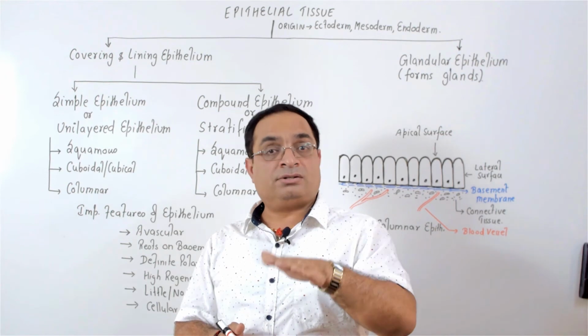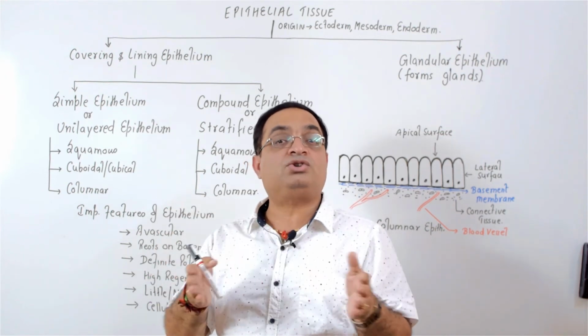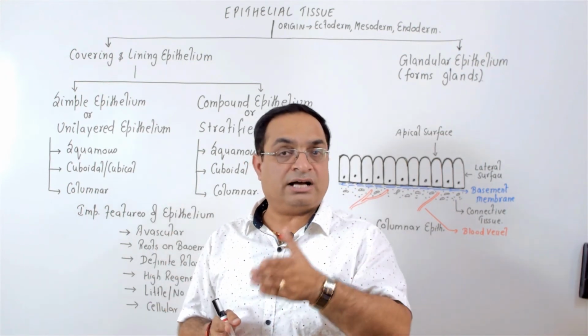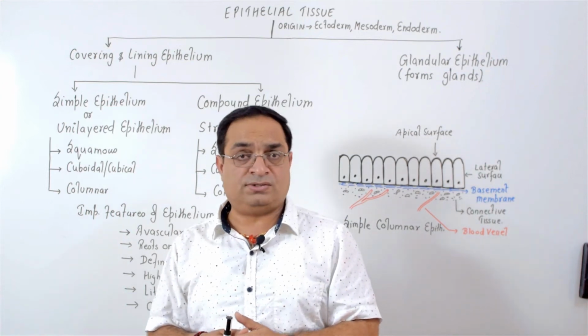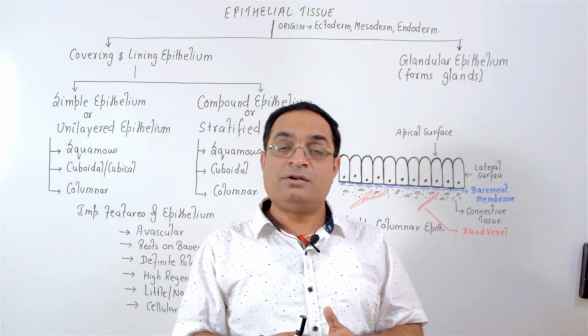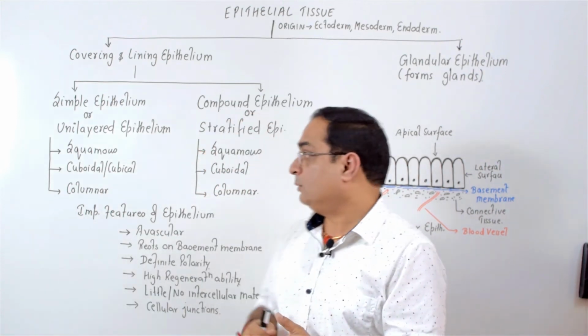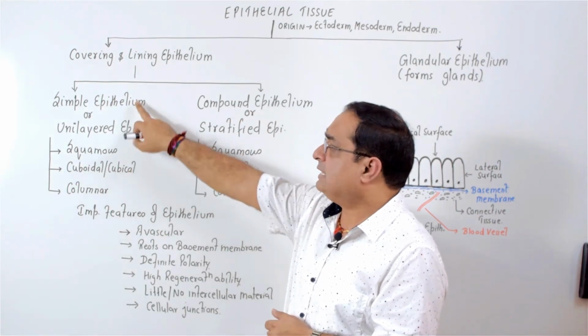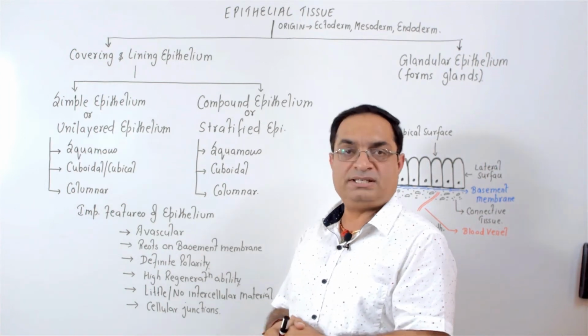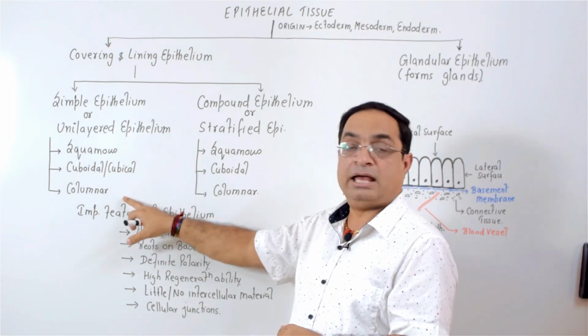There are certain junctions which allow communication between the cells, the flow of certain ions. They are called gap junctions. We have anchoring junctions also, which connect the epithelial cells with the extracellular matrix. Now, as we have written here, simple epithelium is further of three types: squamous, cuboidal and columnar.